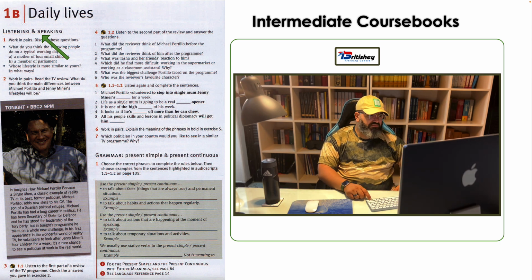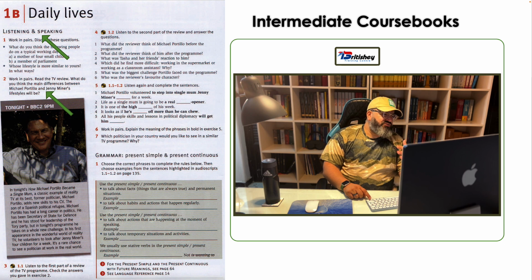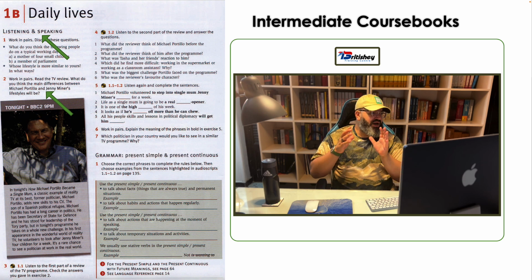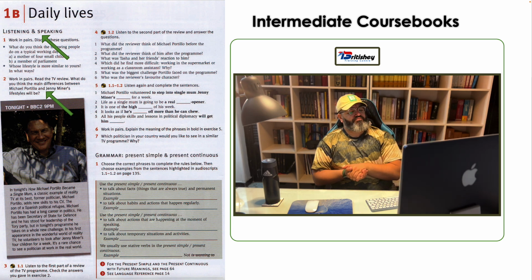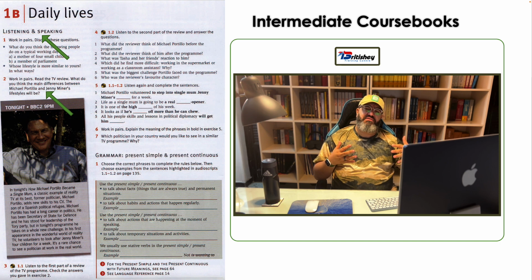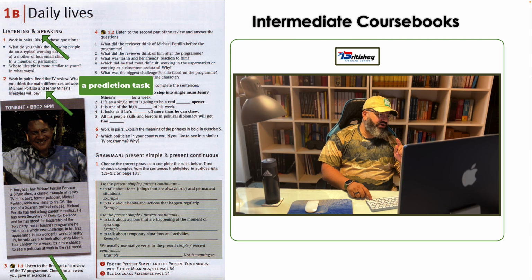Let's go. And here, what does it say? Work in pairs, read the TV review. What do you think the main differences between Michael Portillo and Jenny Miner's lifestyles will be? Now this sounds like a prediction. And then this prediction is followed by what? Let's read this coming activity.